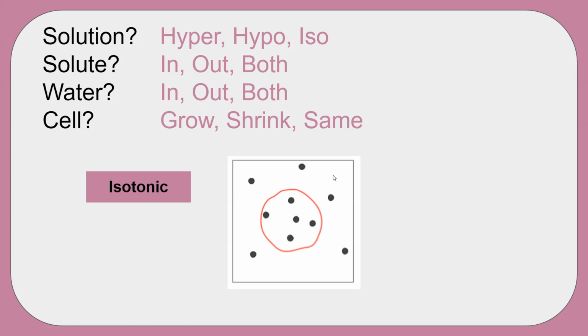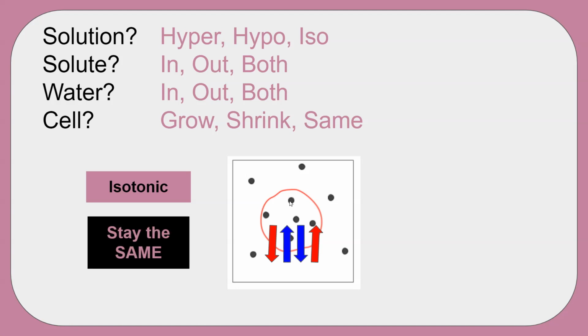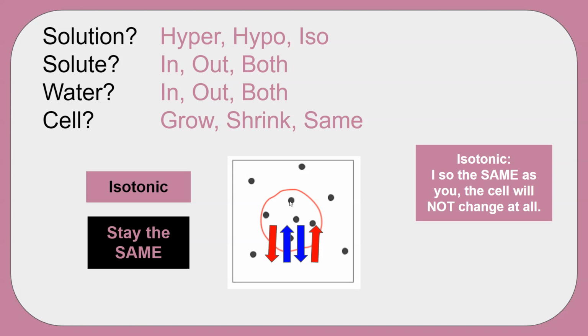And lastly, this is isotonic, equal on both sides. So the solute will move both ways, the water will move both ways, and the cell will stay the same. Iso, the same as you, the cell will not change at all.